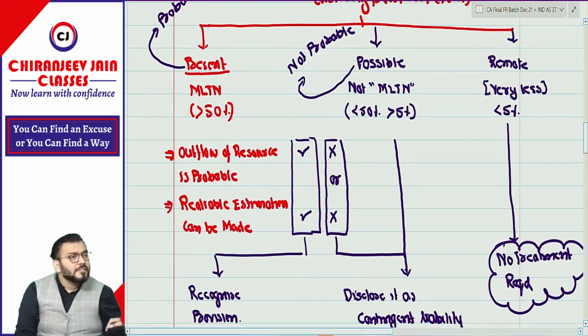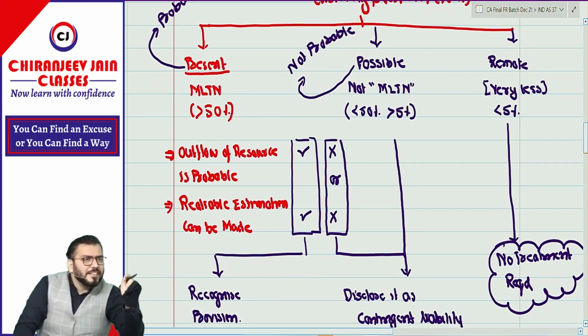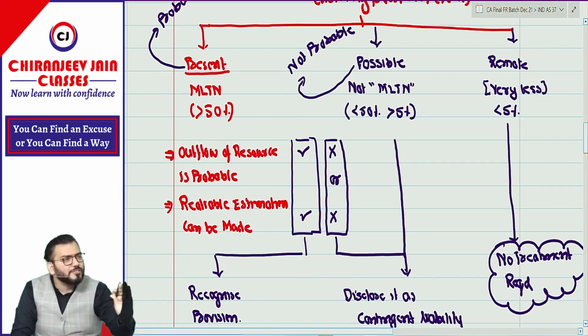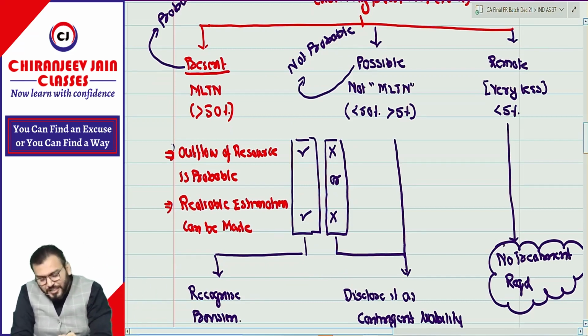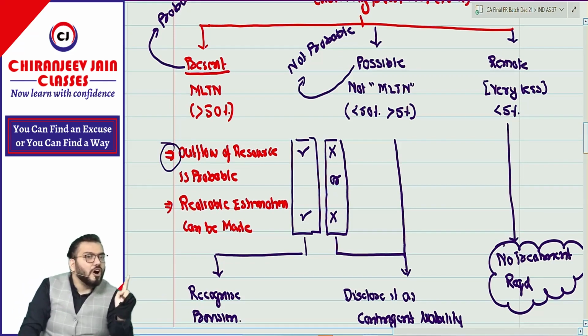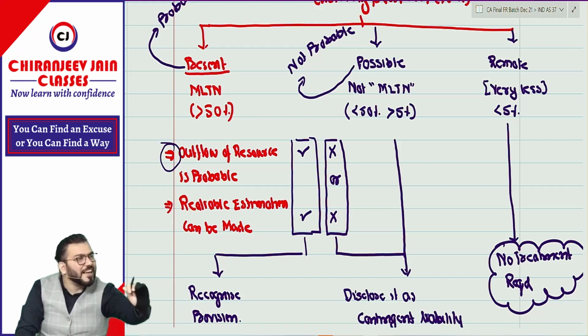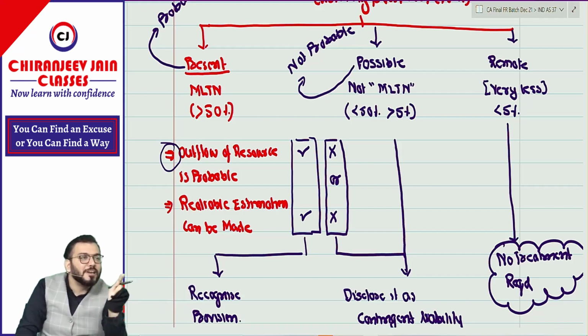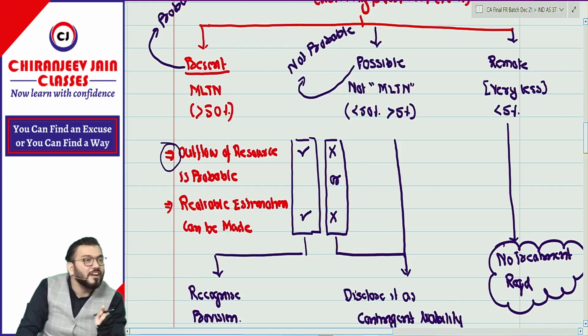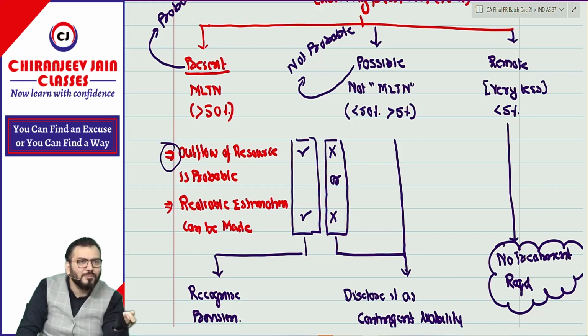Now just try to understand. Suppose outflow of resource is probable. Let us assume that this condition is satisfied. Listen carefully to whatever I am saying. If the present obligation can be estimated, then what? Outflow of resource is probable, the second condition is satisfied. If the present obligation can be estimated, then what? Provision or contingent liability? Say it loudly.